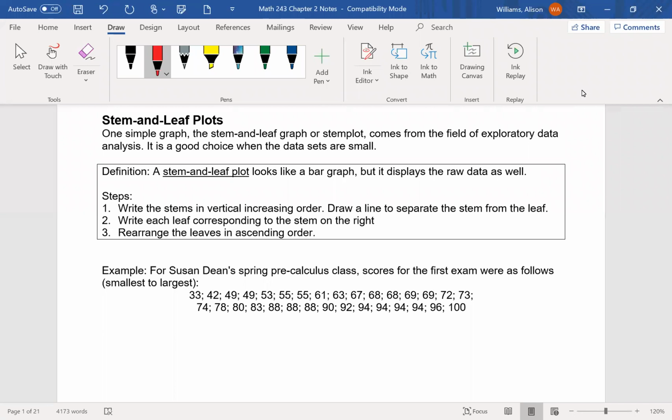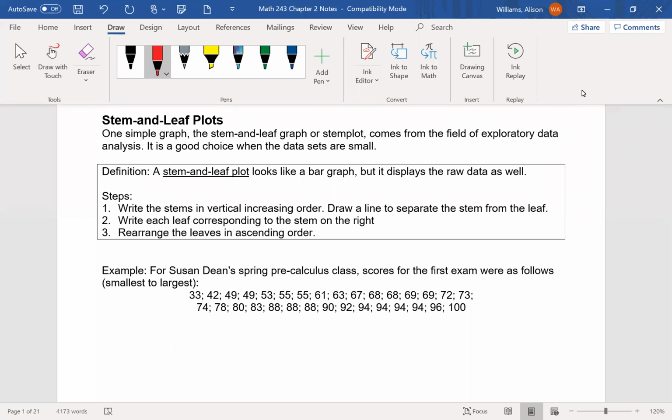For the example, this class here, we have a bunch of exam scores. That's not a large amount of data. So this would be a good candidate for a stem and leaf plot. Now, to go through these steps, it makes a little bit more sense to step through this problem as we're doing it.